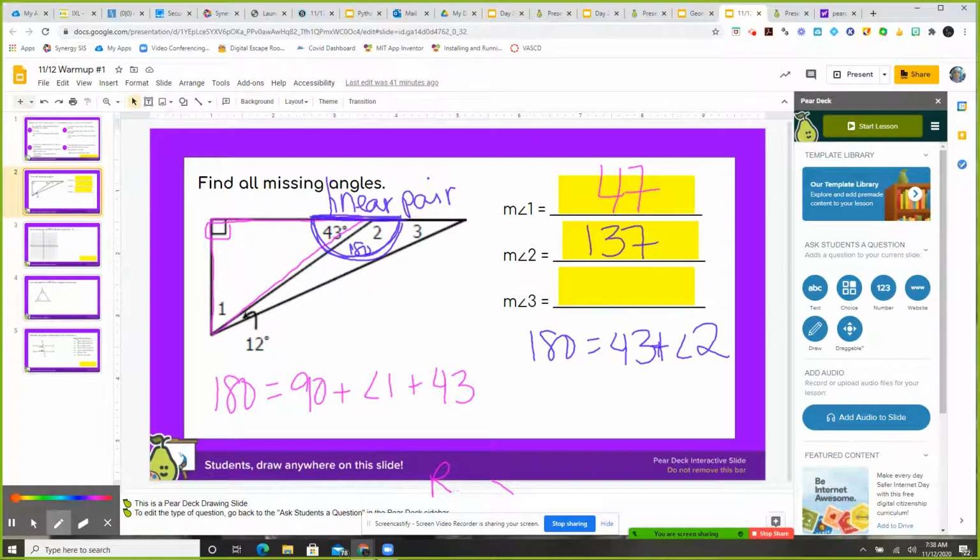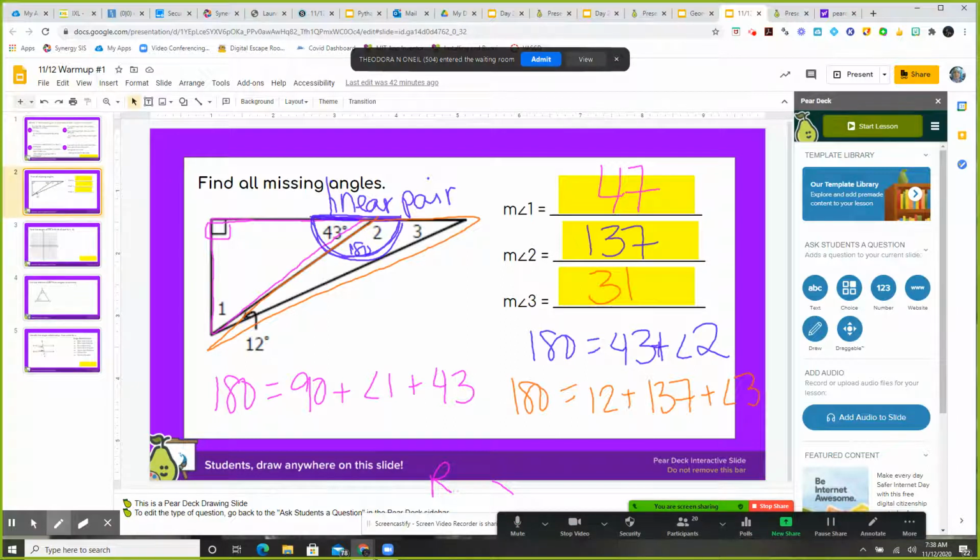So then our final angle is angle 3, and we've got another triangle over here. So the triangles add up to 180. So 180 equals angle 1 plus angle 2, which we calculated as 137, plus angle 3. And what'd you get for angle 3? 31. Perfect.